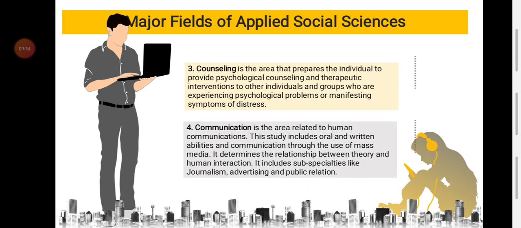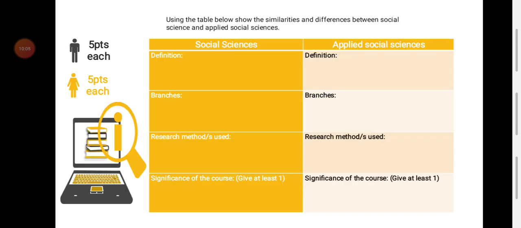Communication. Communication is the area related to human communications. This study includes oral and written abilities and communication through the use of mass media. So it is an exchange of meaning between individuals through a common system of symbols. We have different ways of communicating, not only verbal. The important thing is that you know how to share information between different individuals, so you are having communication with other people.